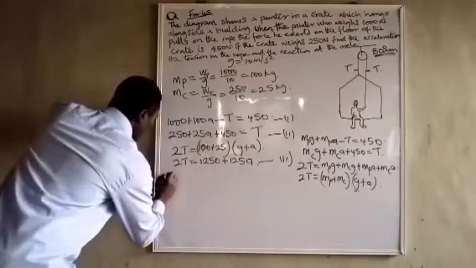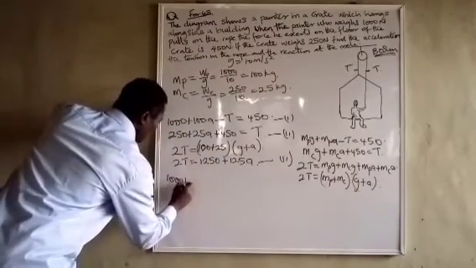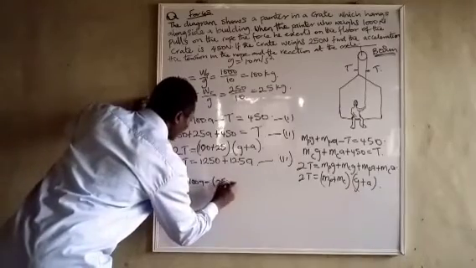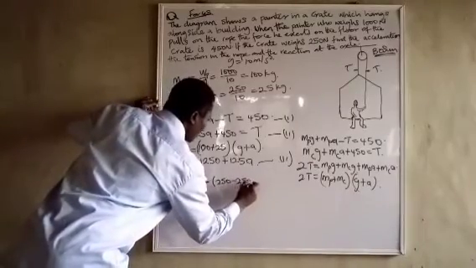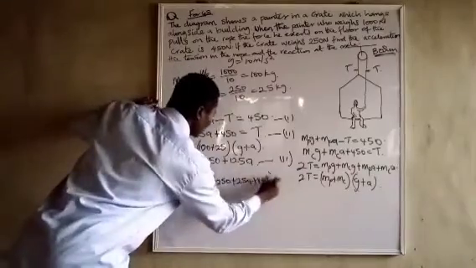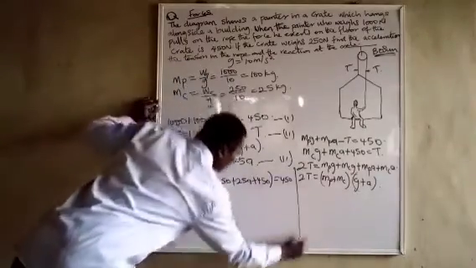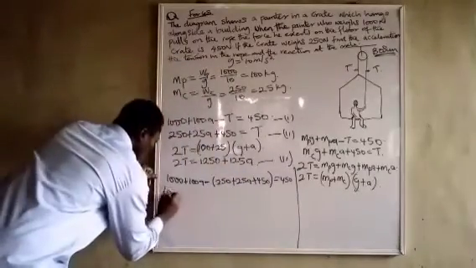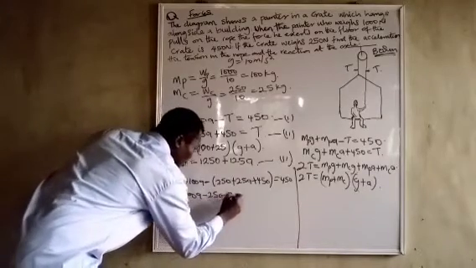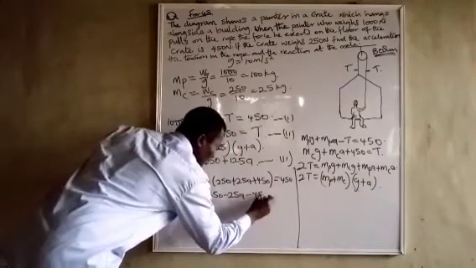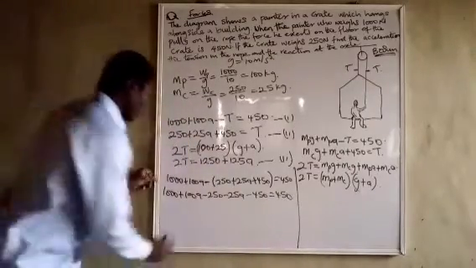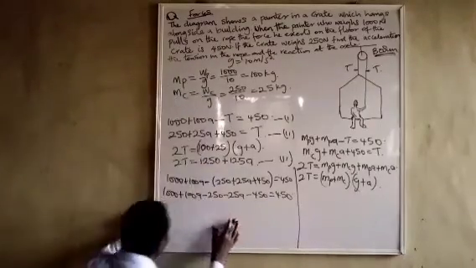So I have 1000 plus 100A minus 250 minus 25A minus 450 equals to 450. Therefore, I can say 1000 plus 100A minus 250 minus 25A minus 450 equals to 450. So, I am substituting this one into this place. So, what do I have next?